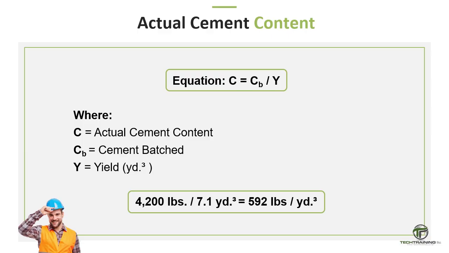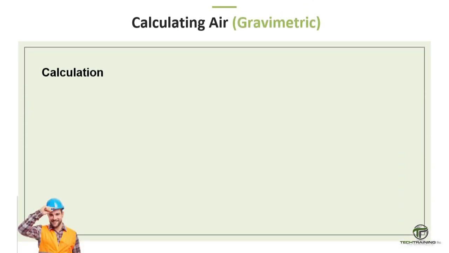This is sometimes a tough concept for some. But think of it this way. If the amount of concrete is increasing, or over-yielding, with 4,200 pounds of cement batched, then the cement per cubic yard has to decrease. And finally, let's calculate our air content, gravimetric.